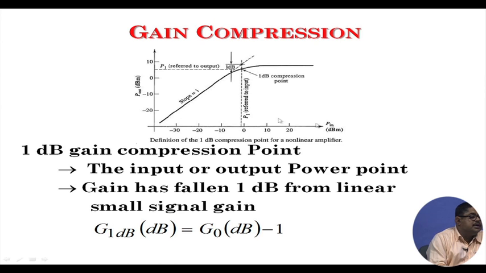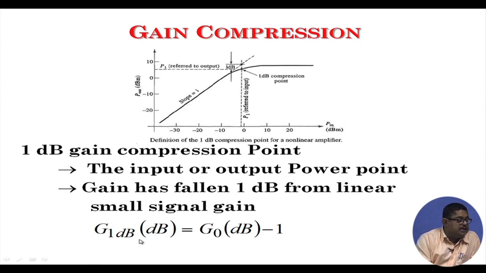Please remember, this is a dB scale, that is why we are writing slope is 1. That does not mean that the gain is not there. In the dB scale, if I have a slope of 1, that means it is linear, but it says that there is some gain. Linear gain is something, but here it has fallen by 1 dB from that. That is why this is called gain having fallen 1 dB from linear small signal gain.